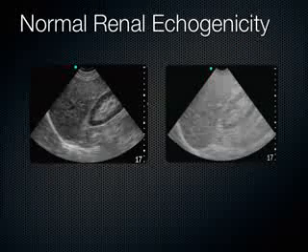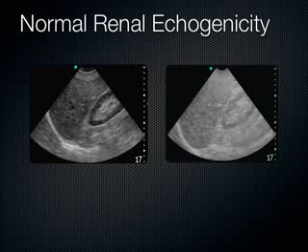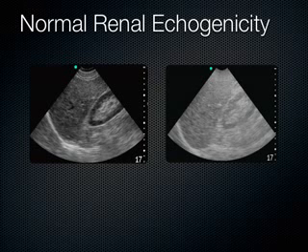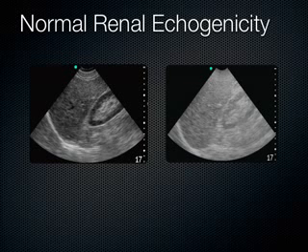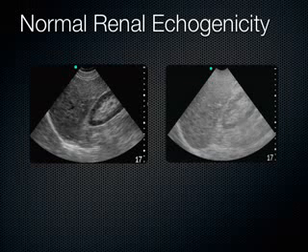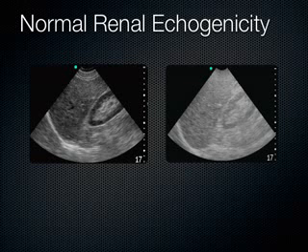Now, normally, the cortex of the kidney is less echogenic than its next door neighbor, which is the liver, or the spleen on the left side. Can you make out the fact that this renal cortex is slightly less echogenic than this organ right here? That's the goal. If you can see that, then you can appreciate the subtleties of gain. So that's exactly what happened, right?